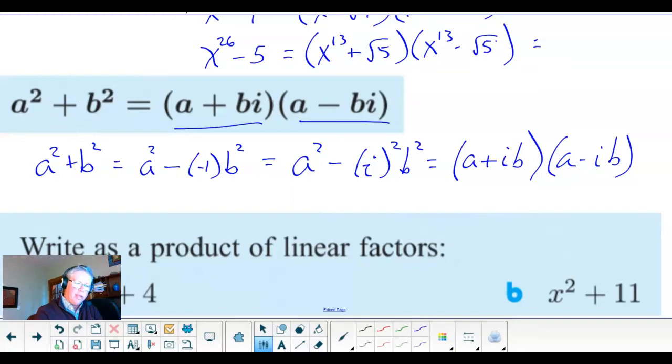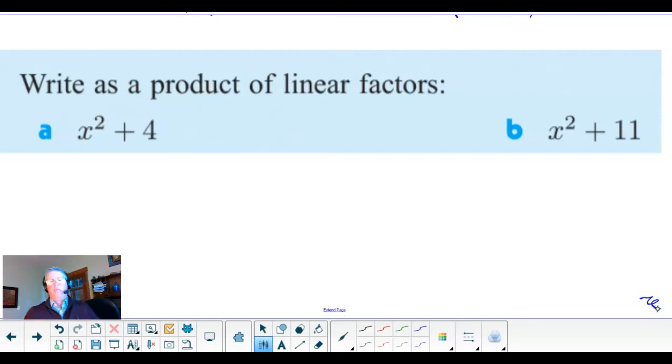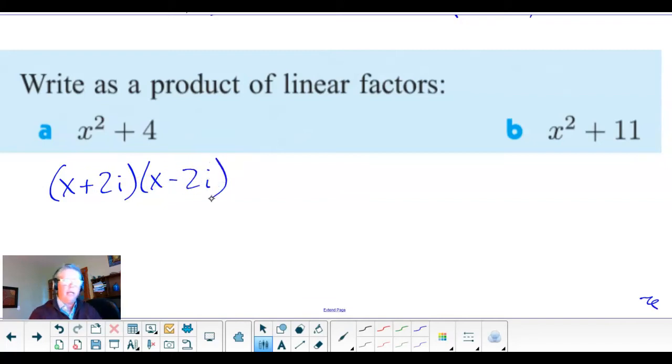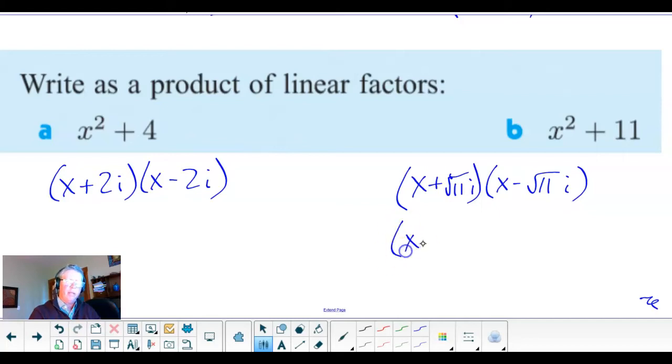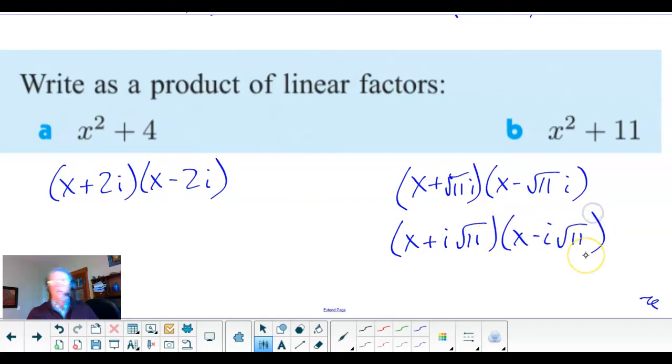Okay, all right. So write as a product of linear factors. Most times people just don't understand the question. That means factor this sum of squares. So that's going to be x plus 2i, x minus 2i. And oh, Mr. Sayers, I don't know, x plus square root of 11 i and x minus square root of 11 i. See how that i kind of floats there and you don't know? So you probably in the back of the book are going to see it as, very good. I know I'm flying.